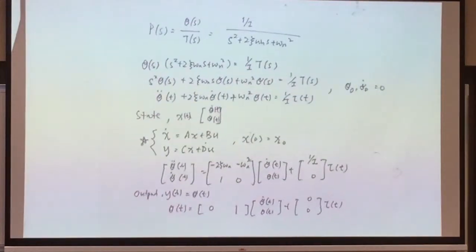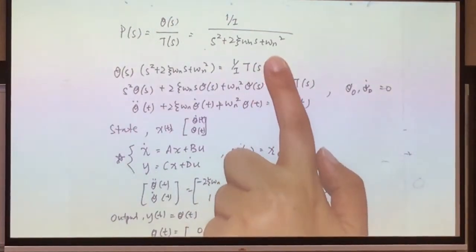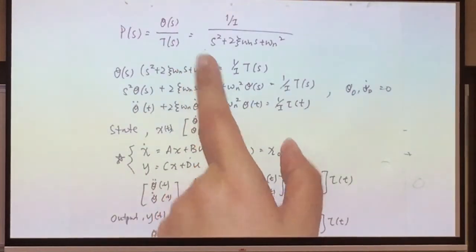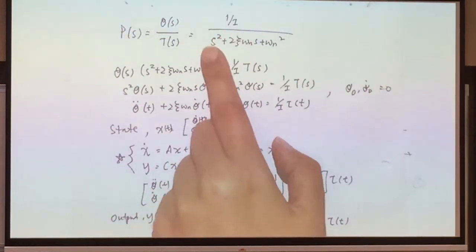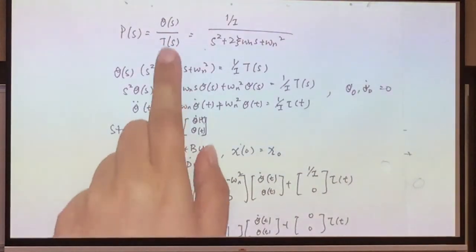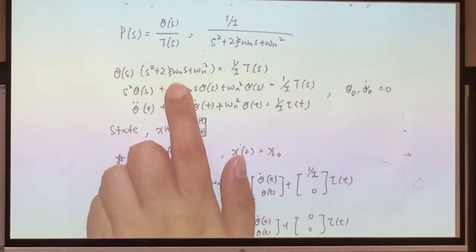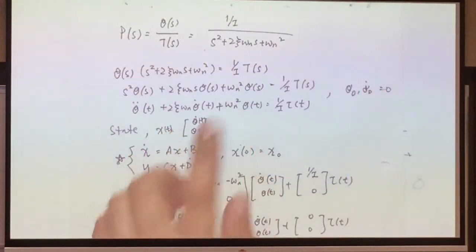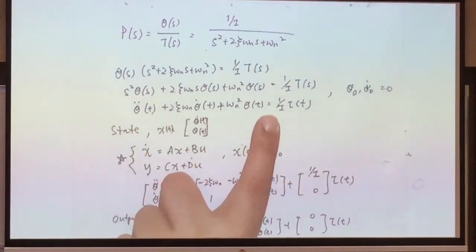So this is what you do. If you have a transfer function like this, P(s), which is theta over tau, it is 1 over inertia I, over s squared plus 2 zeta omega s plus omega squared. Next, just multiply. Theta(s) times s squared plus 2 zeta omega s plus omega squared equals 1 over inertia I times tau(s). Expand, and do the inverse Laplace transform, so you form your differential equation.